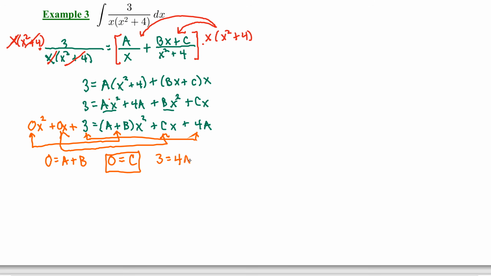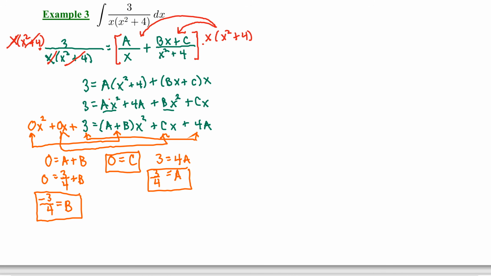3 is equal to 4a. Notice this indicates then that a is equal to 3/4. So we found another constant. Now I can backtrack to this first equation. We can plug in what we found for a, and we can use that to solve for b. So it looks like b should be equal to -3/4.